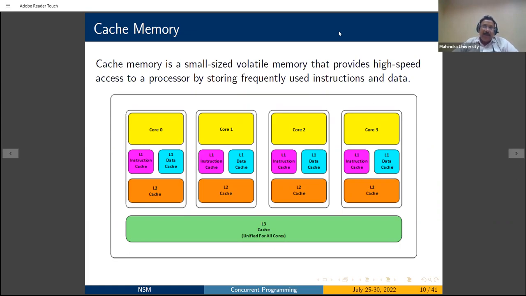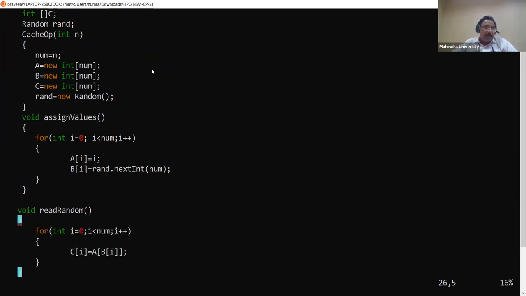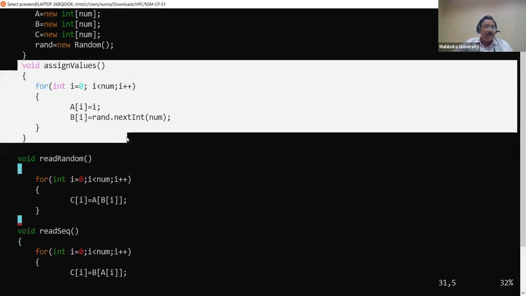With this idea, I would like to show the execution of a particular piece of code. That piece of code is my cache operations program. In it, I declared three arrays, A, B, and C. The size of each array is N, which we pass from the command line. There are three functions. The first, assign values, is used to assign values to the arrays A and B.